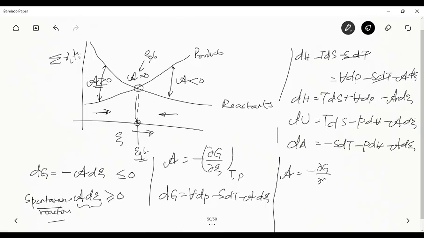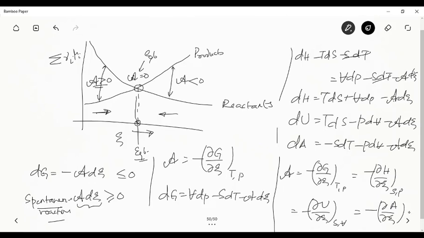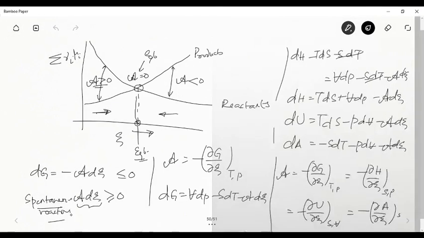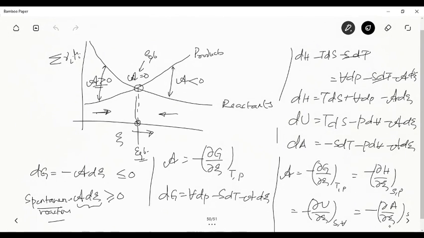So from all this, you'll be able to write that A is equal to minus del G by del xi at constant T, P, which is equal to minus del H by del xi at constant S, P, which is equal to minus del U by del xi at constant S, V, which is equal to minus del A by del xi at constant T, V, sorry. Okay, so that is the expression that you get.